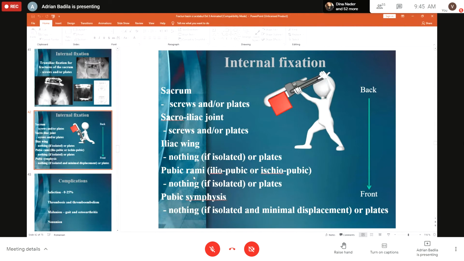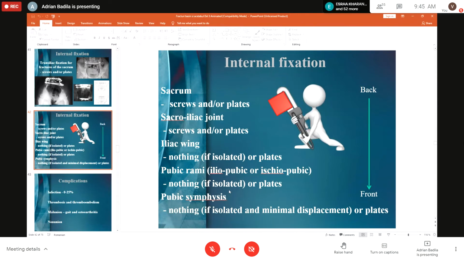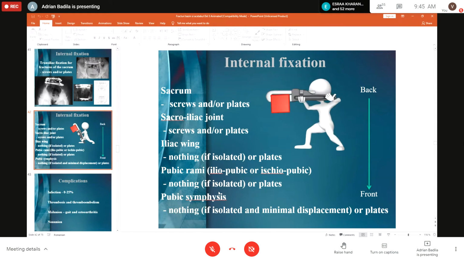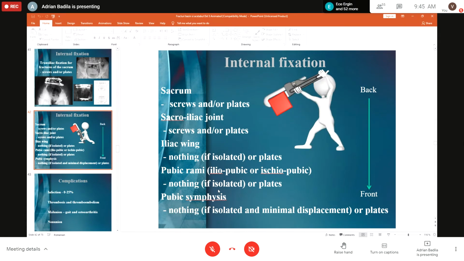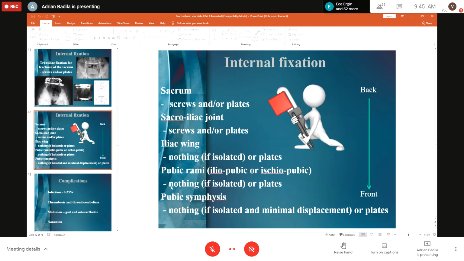If we have a fracture of the pubic rami, nothing if the fracture is isolated. If the fracture is associated with other fractures that will lead to an unstable fracture, we can use plates and screws for this fracture.